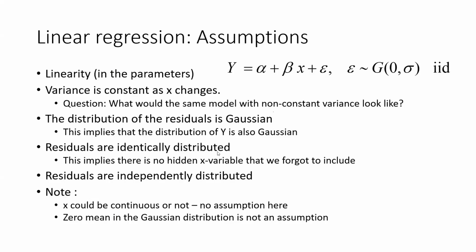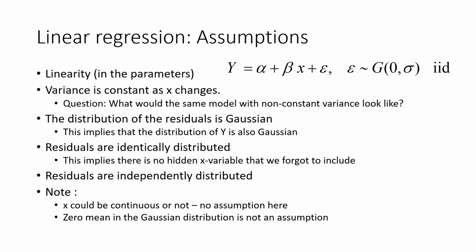The residuals are identically distributed, which means we have the same equation for each observation, more or less. So there's no hidden x variable that we forgot to include that explains the outcome, but it's not in the model. And the residuals are independently distributed. So observations are independent from one another. We always assume that; the techniques to deal with it if they're not independent are sort of advanced.